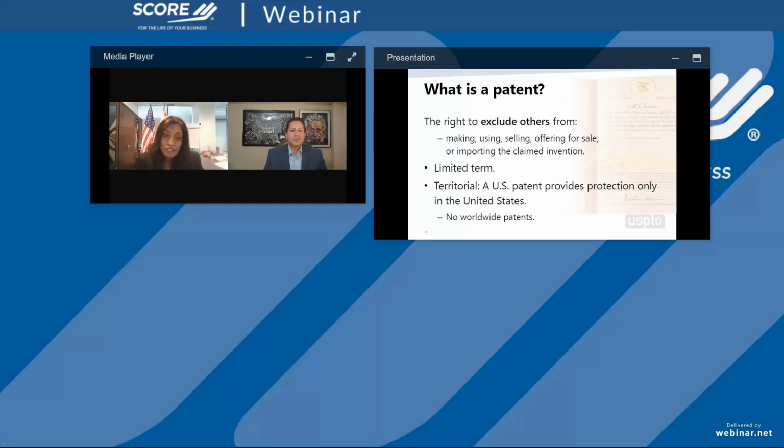Now, it's a limited term. This is a monopoly that we're creating here in our system, but it doesn't go forever. Generally speaking, there are different types of patents, and I'll go into that, but for a utility patent, which is the most common, the life of a utility patent is 20 years from the date of filing. Design patents have different terms, but I'm not going to go into all the different lengths there. The other thing to understand is that when you come to the USPTO, what you're getting is a U.S. patent. It provides you protection within the United States. The U.S. Patent and Trademark Office does not issue worldwide patents.